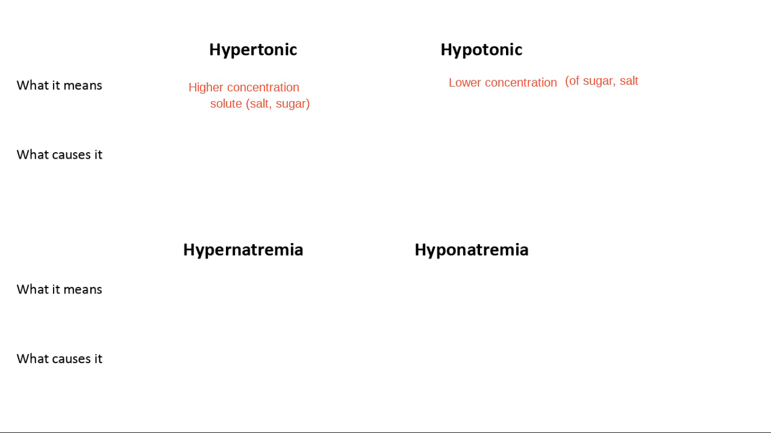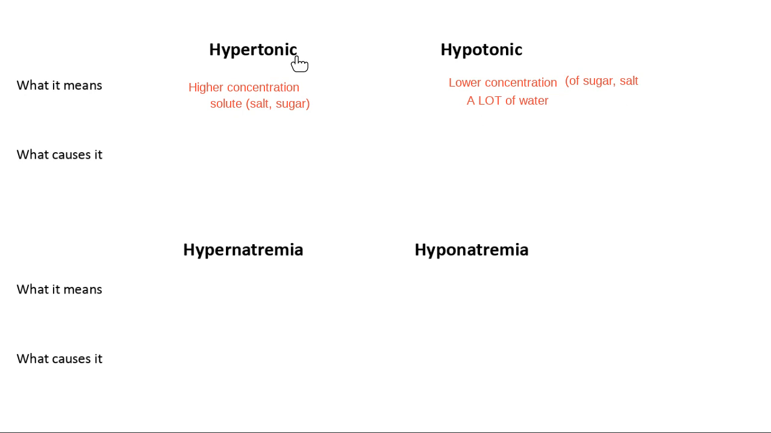If I have a hypotonic solution, I don't have a lot of sugar, I don't have a lot of salt, I do have a lot of water. A hypotonic solution has a low concentration of solutes, of the things that are in it, but it has a high concentration of water. Hypotonic, this word refers to my solute concentration.